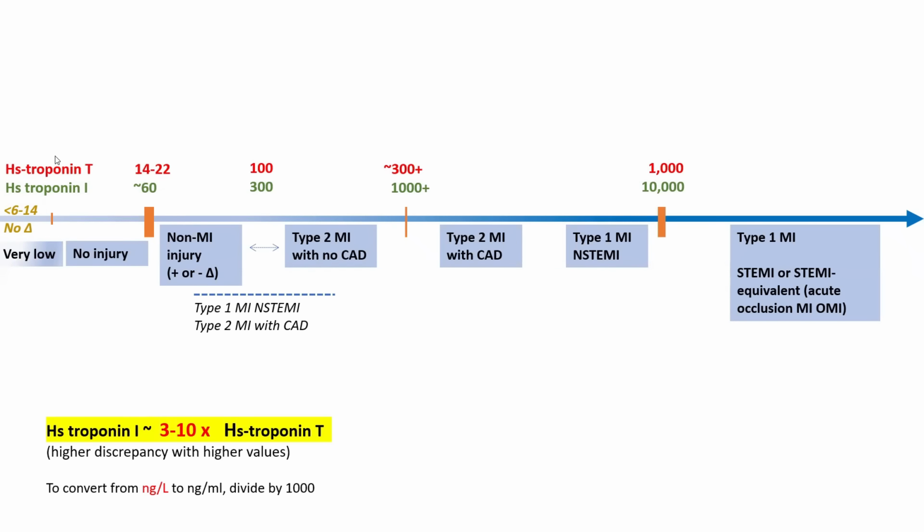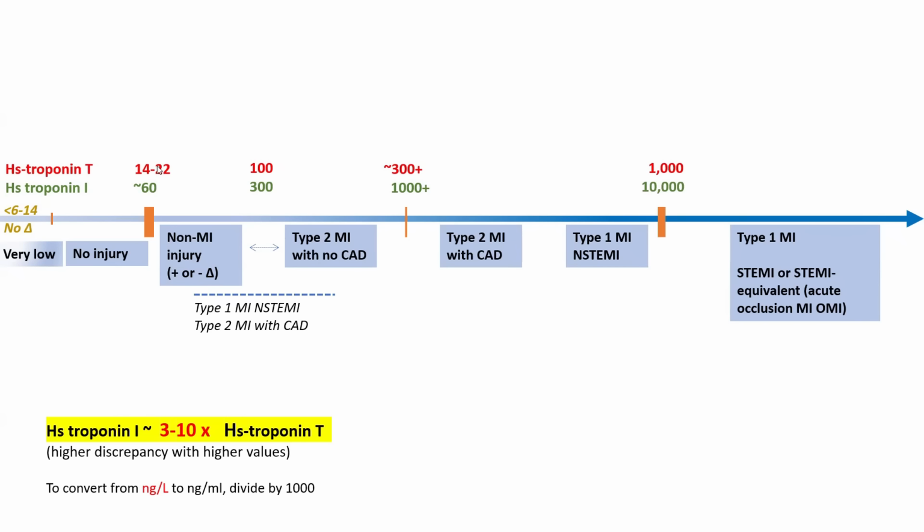There is the high sensitivity troponin T, which we have at our institution here, and there is the high sensitivity troponin I, which is used at the VA and at many other outside institutions. And always when you look at high sensitivity troponin, try to figure, is this troponin T or I? Because troponin I has a 3 to 10 times higher value than troponin T. And the higher the troponin and the bigger the injury, the bigger the discrepancy. It can become 10 times higher, the troponin I compared to troponin T at higher troponin values.